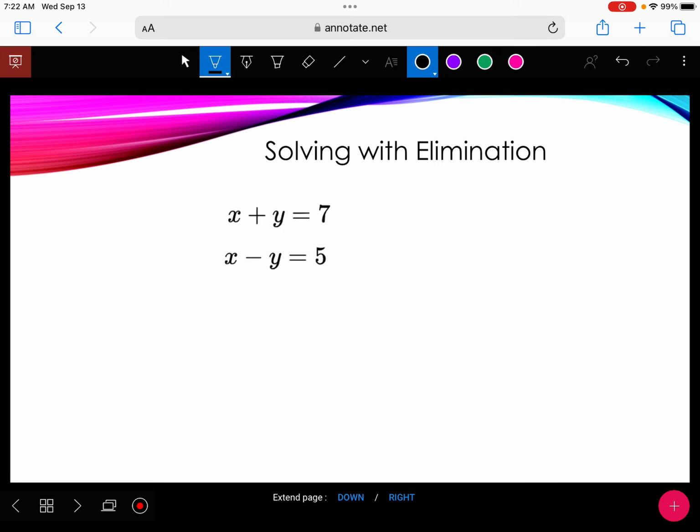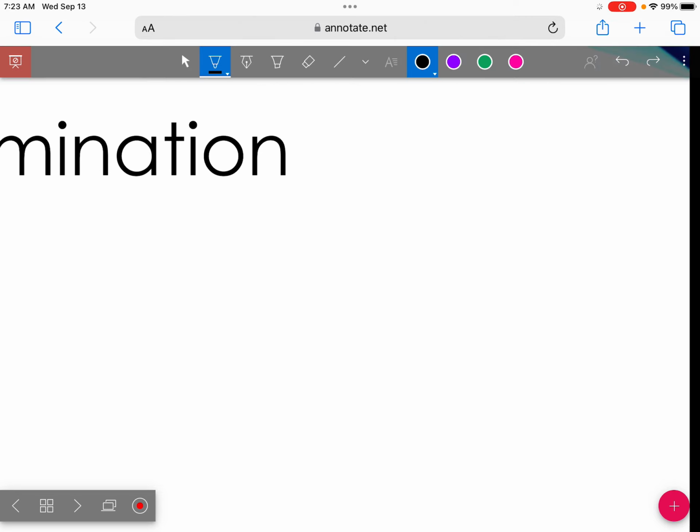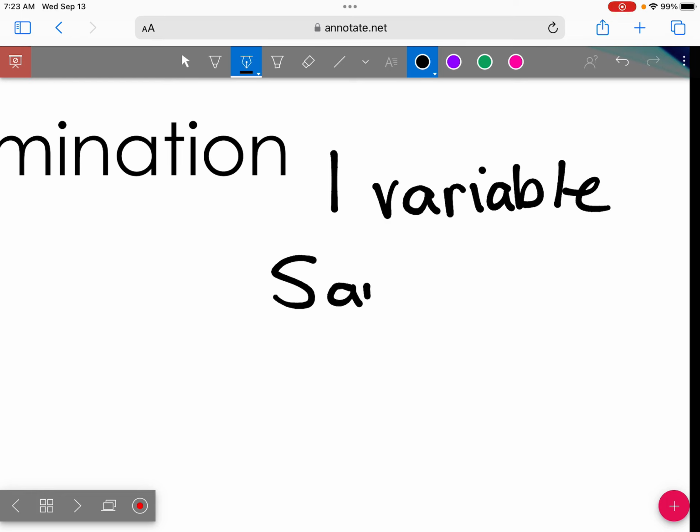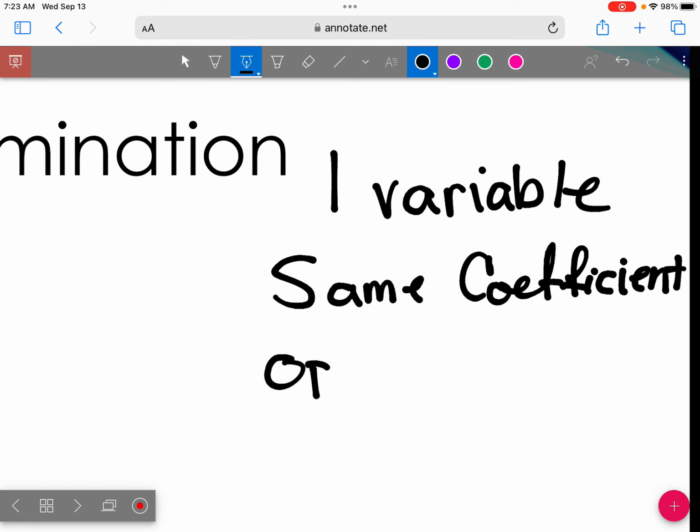All right, so I've got two equations here, and what we are looking for when we are solving with elimination is to have one variable that has the same coefficient, so the same number, with the opposite sign. I want to have one variable, and I will even write it down. We want one variable to have the same coefficient, meaning the number in front, with the opposite sign.